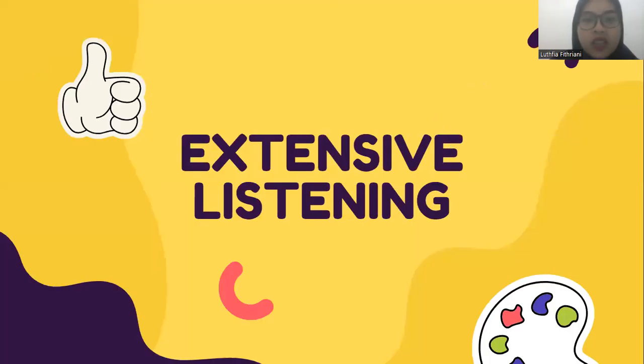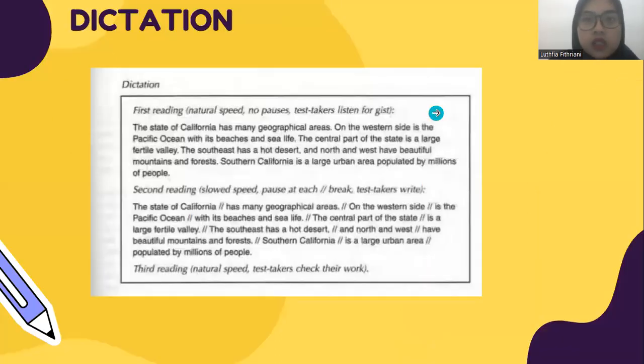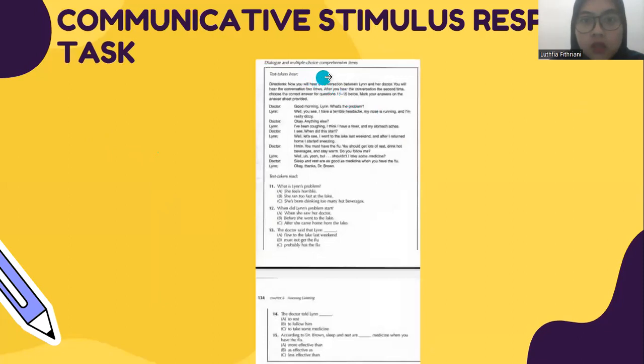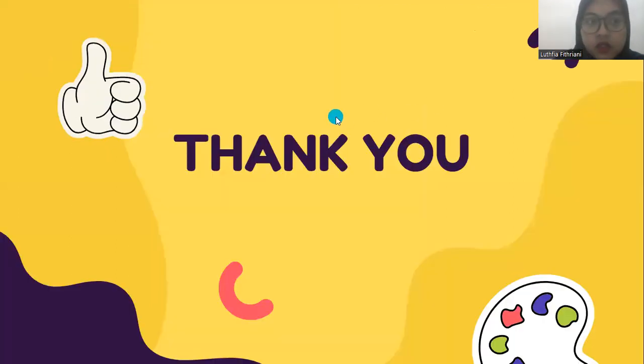The fourth, or the last, is attentive listening. The assessment to check the students' attentive listening includes dictation and communicative stimulus-response tasks. It can be dialogue and authentic questions on details, dialogue and multiple-choice comprehension items, and etc. So that's all about assessing listening.